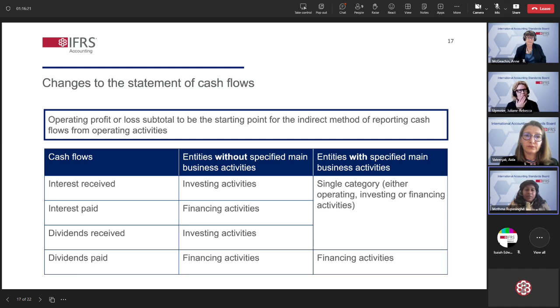Companies with specified main business activities are required to classify the total of each type of cash flows, that is, dividends received, interest paid, and interest received, in a single category of the statement of cash flows, even if the associated income and expenses are classified in more than one category in the statement of profit or loss. Dividends paid would be classified as cash flow from financing activities, the same as for other companies. If our viewers would like to know more about what these specified main business activities are, we invite them to refer to webinar 1 of this series.